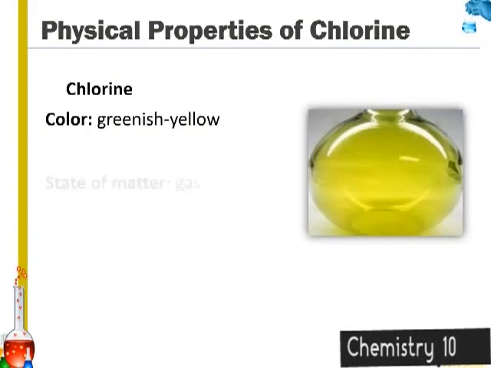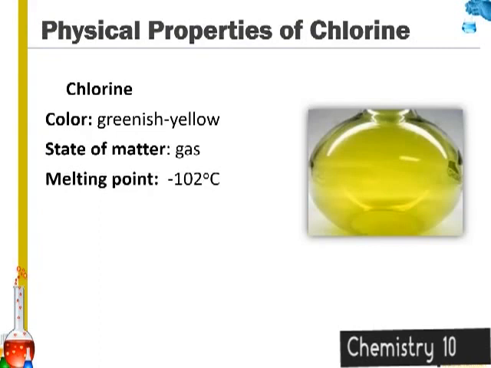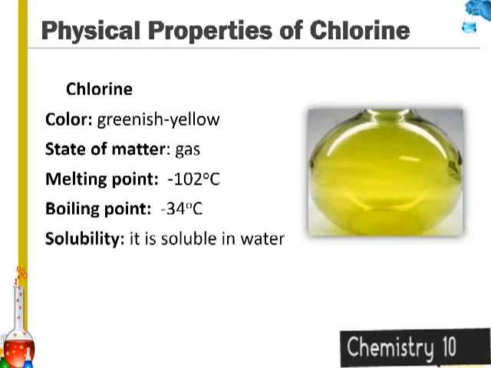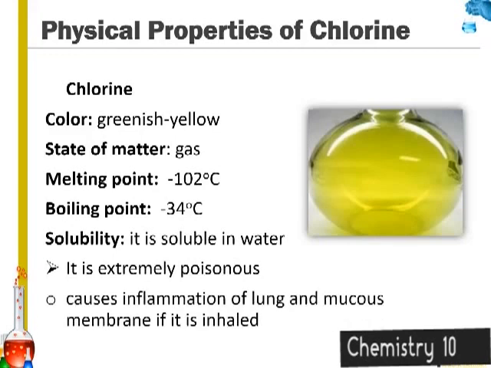Chlorine has a greenish-yellow color and is usually found as a gas. Its melting point is negative 102 degrees Celsius, and its boiling point is negative 34 degrees Celsius. It is soluble in water and is extremely poisonous, causing inflammation of lungs and mucous membranes if inhaled.